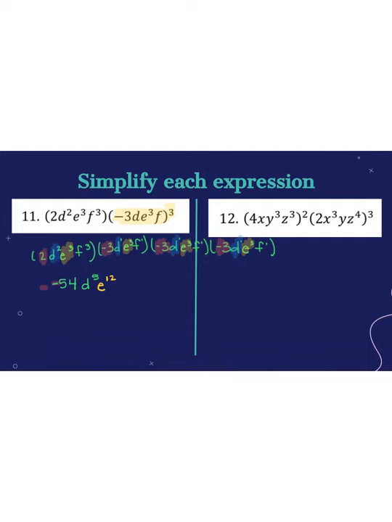Okay, and finally we're going to look at our F's. I have F to the 3rd, F to the 1st, F to the 1st, and F to the 1st. So when I add all those together, 3 plus 1 plus 1 plus 1, I'm going to get F to the 6. So that one's going to be my final answer.